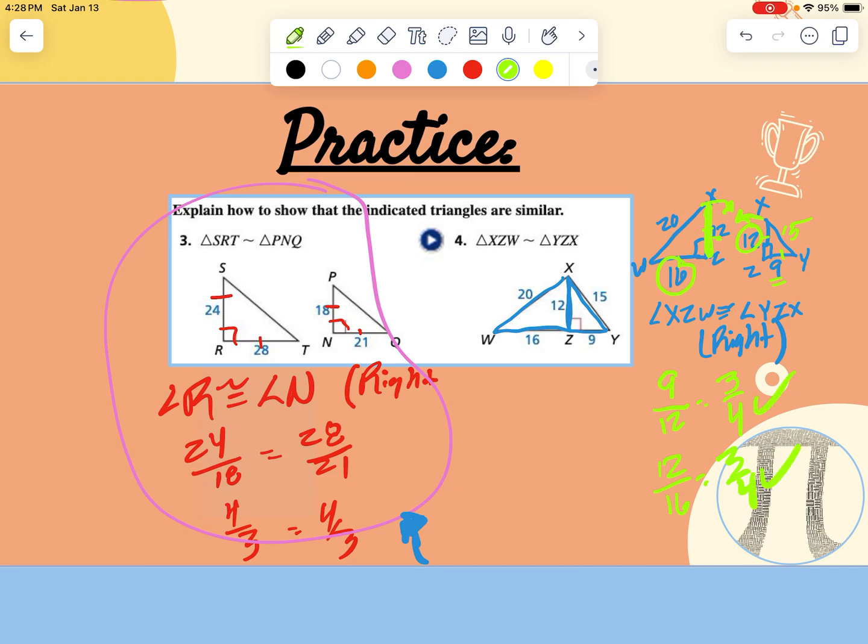That would give me 3/4. So I've got sides that are both corresponding, and then I've got the angle in the middle is congruent. So that means I've got two triangles, and I would list them off. Triangle XZW is similar to triangle YZX because of the side angle side theorem.